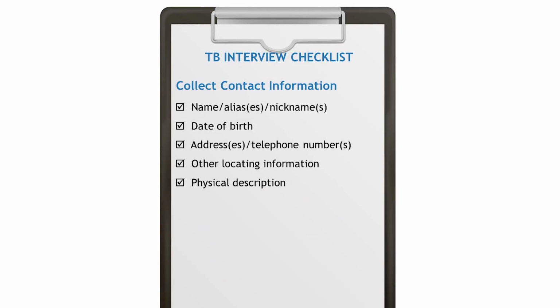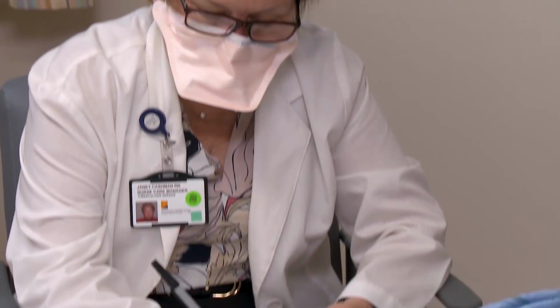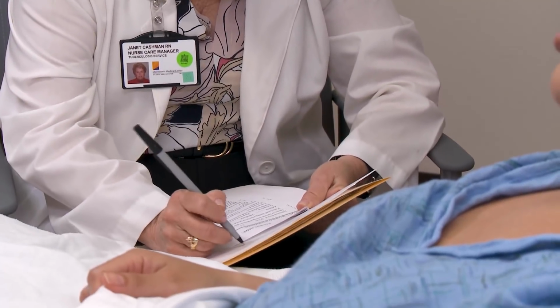For each contact, the information collected is critical. Name, aliases, nicknames, dates of birth, where they live, phone numbers, next of kin, where they work, what school they go to, and I like to get physical descriptions of all contacts.